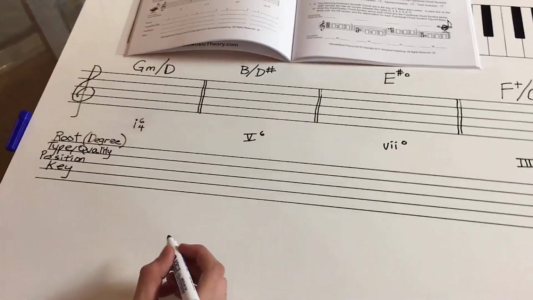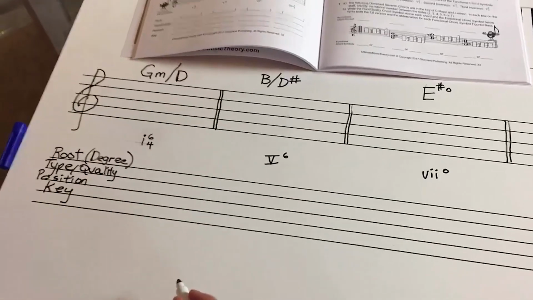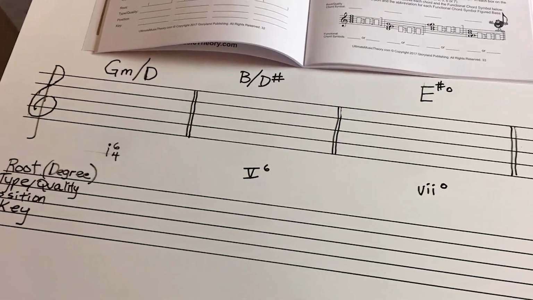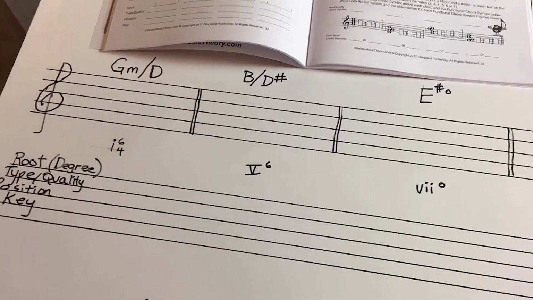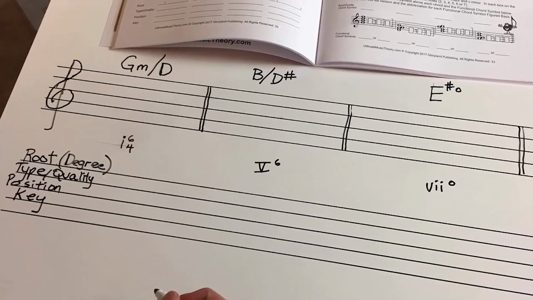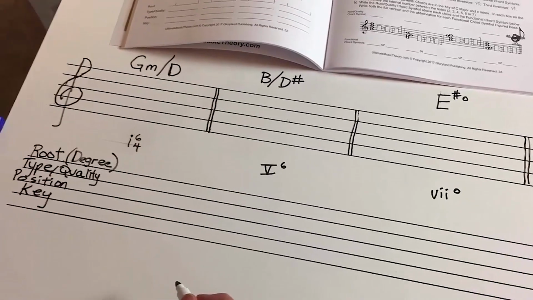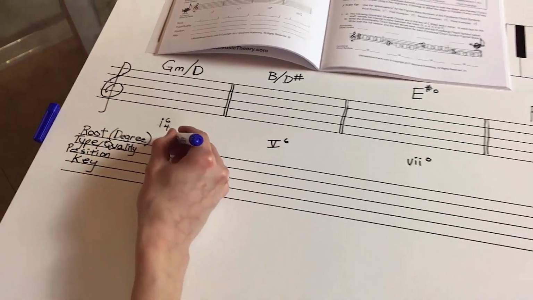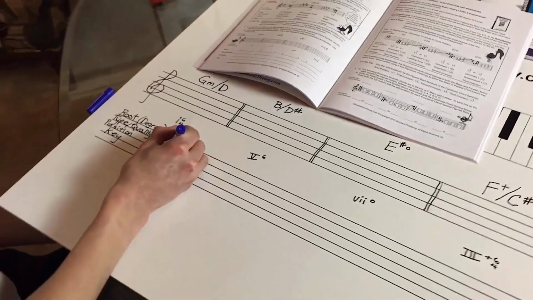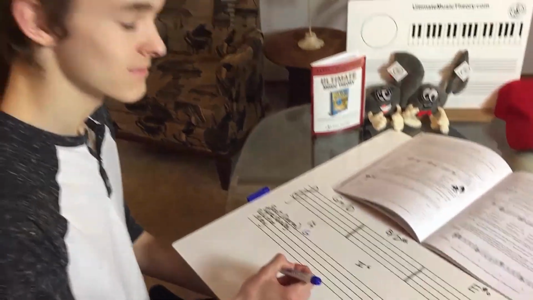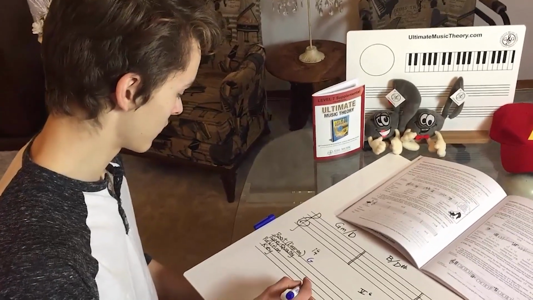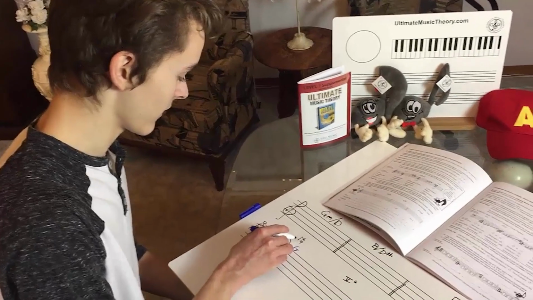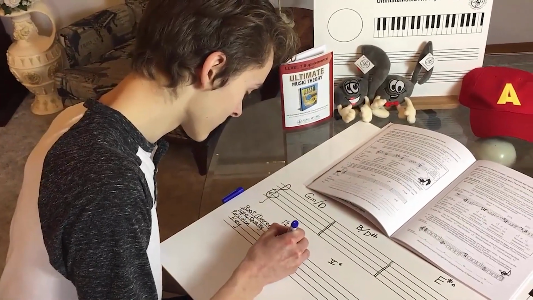So the first one, the root quality chord symbol says G, m/D, and then the functional chord symbol is i 6/4. So let's start, Quinn. What is the root of that? The root is G. Okay. And then what is the degree name of that? The degree is tonic. Okay. Very good.